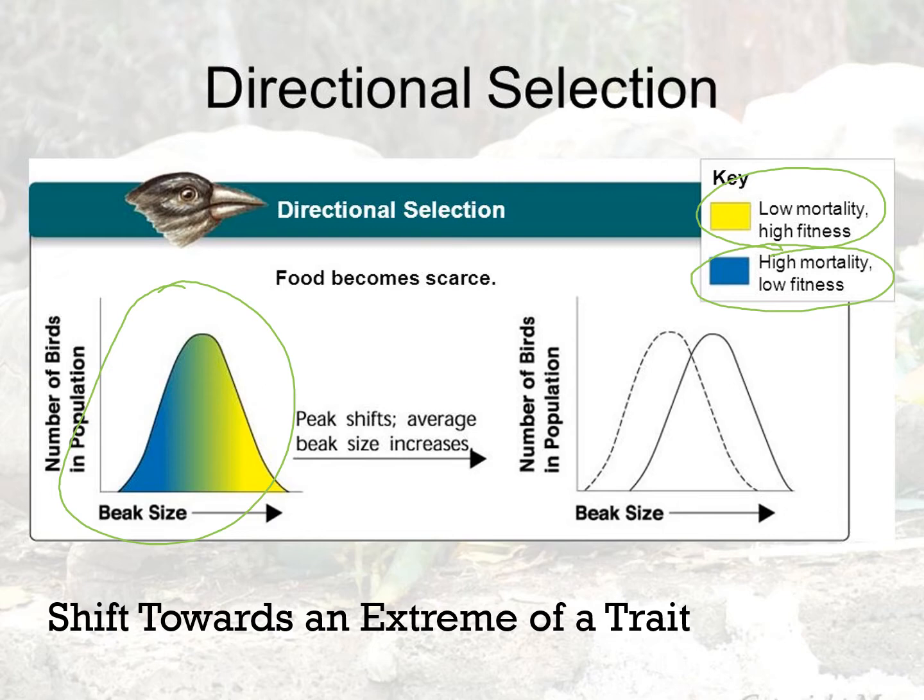So you can see this dashed curve here. The dashed line is the old curve, and then the solid line is the new curve, or the new distribution of the population. So kind of the main thing here is directional selection is a shift towards the extreme of a trait. So it could have been a shift towards the smaller beak size, but in this case it's a shift towards the larger beak size.